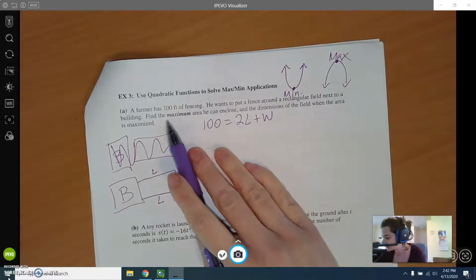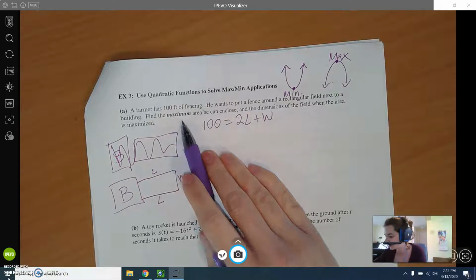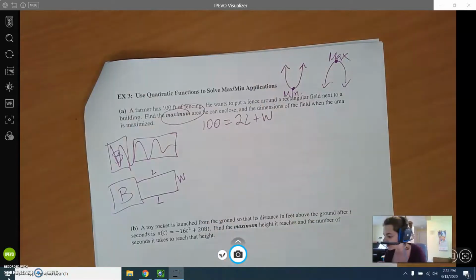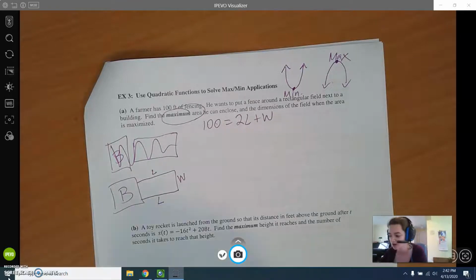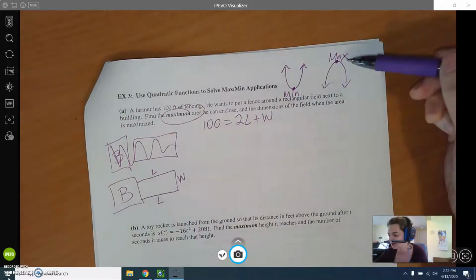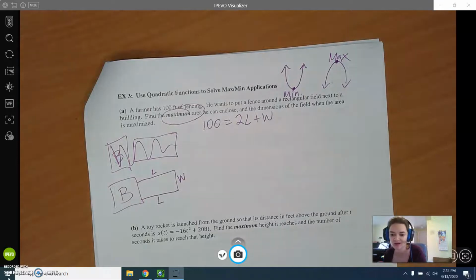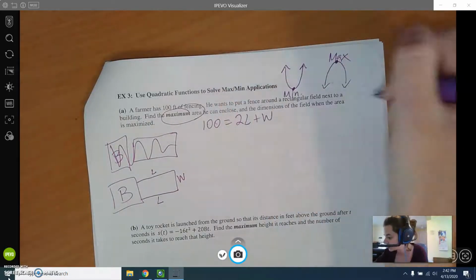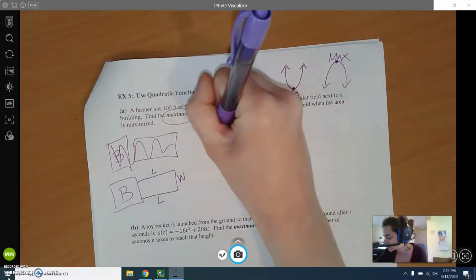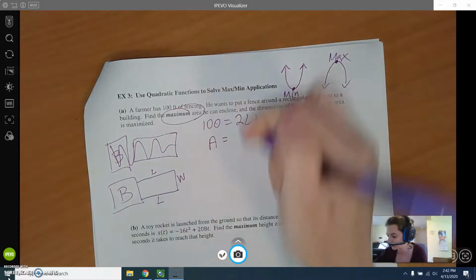Then, down here it says find the maximum area. So we're trying to find the maximum area, which means I need to set up an area equation. I'm trying to find a maximum, which means I'm trying to find the vertex of a downward parabola. So let's go ahead and set up an area equation. The area of a rectangle would be length times width.